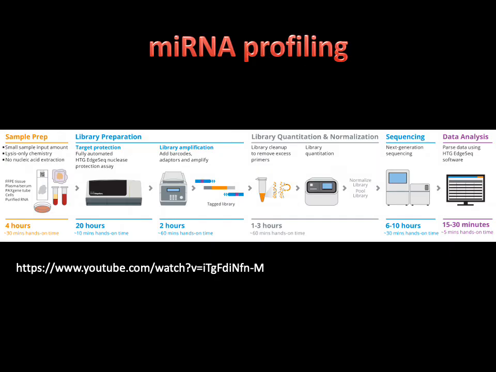So microRNA profiling involves a number of steps. This is an example of a microRNA profiling platform available from HTG Diagnostics. What we do is start off with the sample preparation. Normally we use a small sample input, and the sample can be anything from tissue to plasma, serum, as well as cells or purified RNA. There is lysis chemistry and no nucleic acid extraction. This step takes about 4 hours with about 30 minutes of hands-on time.